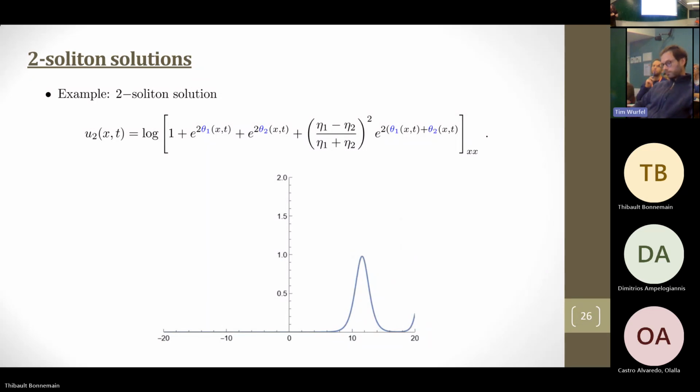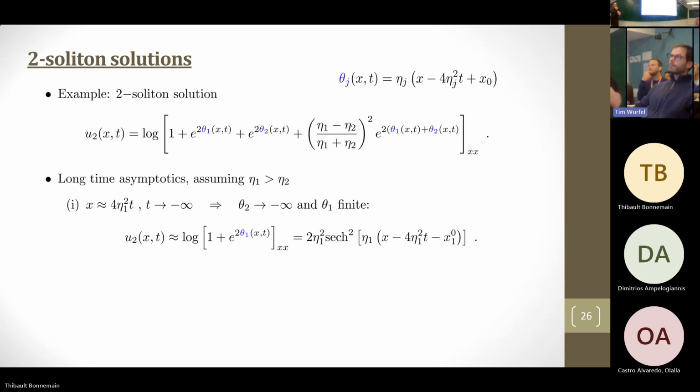And this behavior you can see from this video. It's something you can also see from the long-time asymptotics of this expression. If, for example, we assume that eta 1 is bigger than eta 2, so that soliton 1 is faster than soliton 2, then we can look into the vicinity of x equal 4 eta 1 squared t as t goes to minus infinity. This corresponds to focusing on the first soliton well before the interaction. Then the phase of the first soliton, theta 1, stays finite, whereas the phase of the second soliton goes to minus infinity, and this expression reduces to this one, which is just a one-soliton solution.